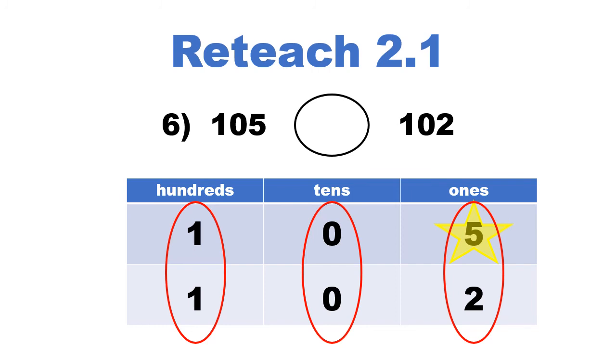All right, here's the correct answer for number 6. 105 is greater than 102. Remember, knowing that 5 is greater than 2 helps you determine that 105 is greater than 102. And that alligator mouth is eating the greater number, and the arrow is pointing to the lesser number.